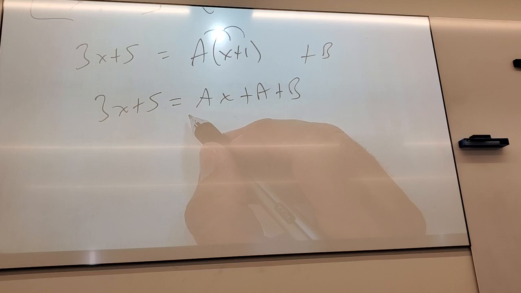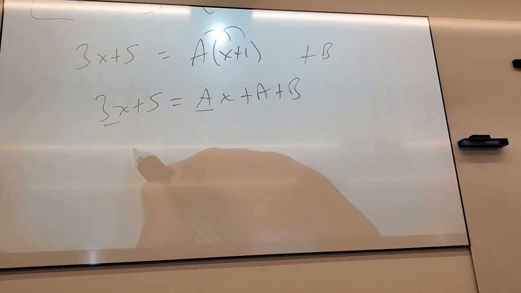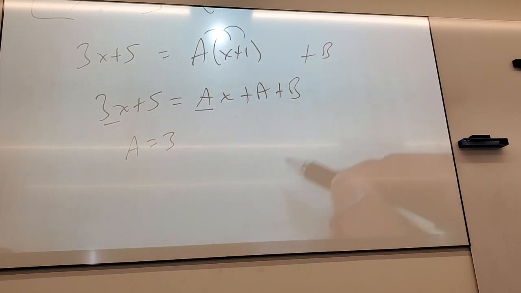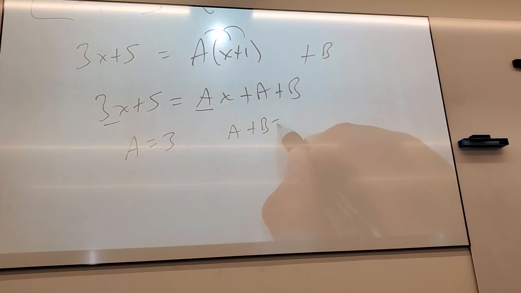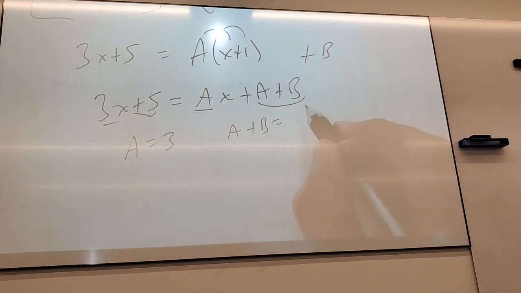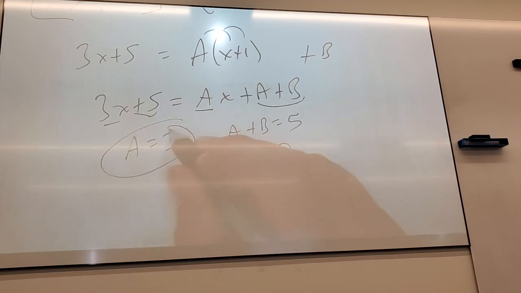What's A gotta be? What's the only thing A could be? Three. A's gotta be 3. That kicks ass because there's only one coefficient of X, so whatever it is, it's gotta be 3. And what's A plus B gotta be? 5. It's gotta be 5. And since I know A is 3, B is 2. Kick ass. So again, this feels great.